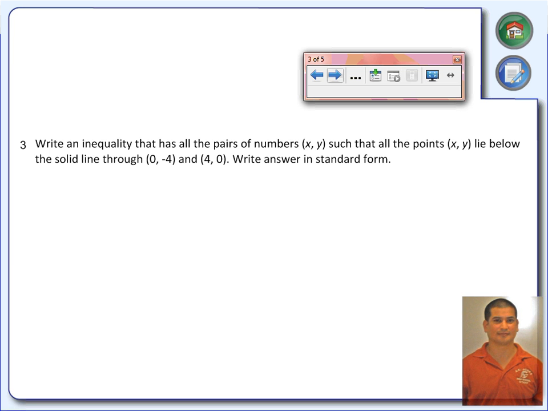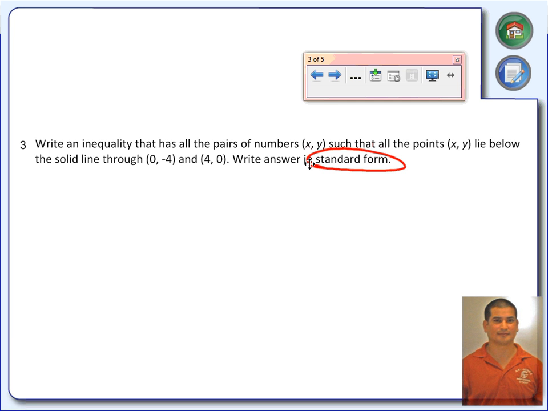All right, let's go to number 3. Number 3 here says write an inequality that has all the ordered pairs x, y, such that all points x, y lie below the solid line that goes through the ordered pairs 0, negative 4 and 4, 0. Write the answer in standard form. So we're going to write this thing in standard form. So again, let's highlight standard form.